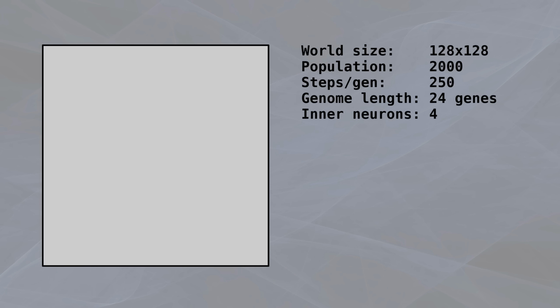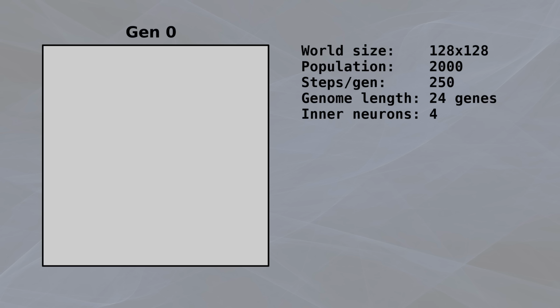In this simulation, we'll set up the parameters like this. We'll set up a population of 2,000. We'll allow 250 simulator steps for each generation. That'll just be a few seconds for each generation. The creatures will be allowed to have a genome that's 24 genes long, which allows 24 connections in their little neural network brains. We'll allow them a maximum of 4 internal neurons.